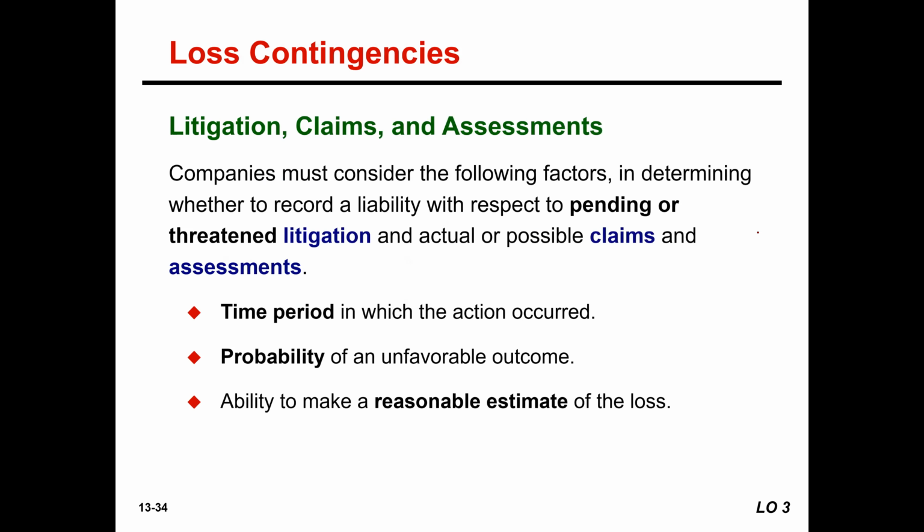All right, so litigation claims and assessments. Companies must consider the following factors in determining whether to record a liability with respect to pending or threatened litigation and actual or possible claims and assessments. So time period in which the action occurred, probability of an unfavorable outcome, the ability to make a reasonable estimate of the loss, right? So probability and reasonably estimatable.